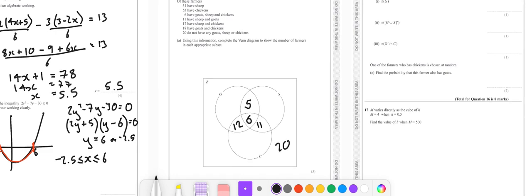We now go back and look at 31 have sheep. We've currently got 11, 11 is 22. So 8, 9. 53 have chickens. 53, take away 12, take away 11, take away 6, it's 24.